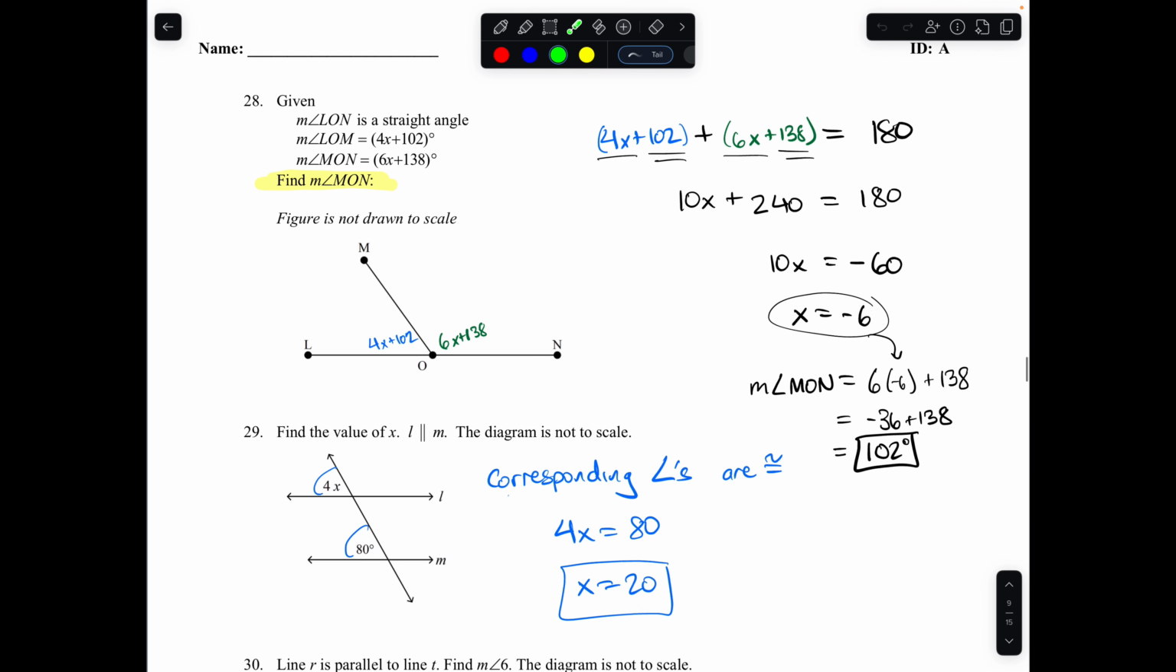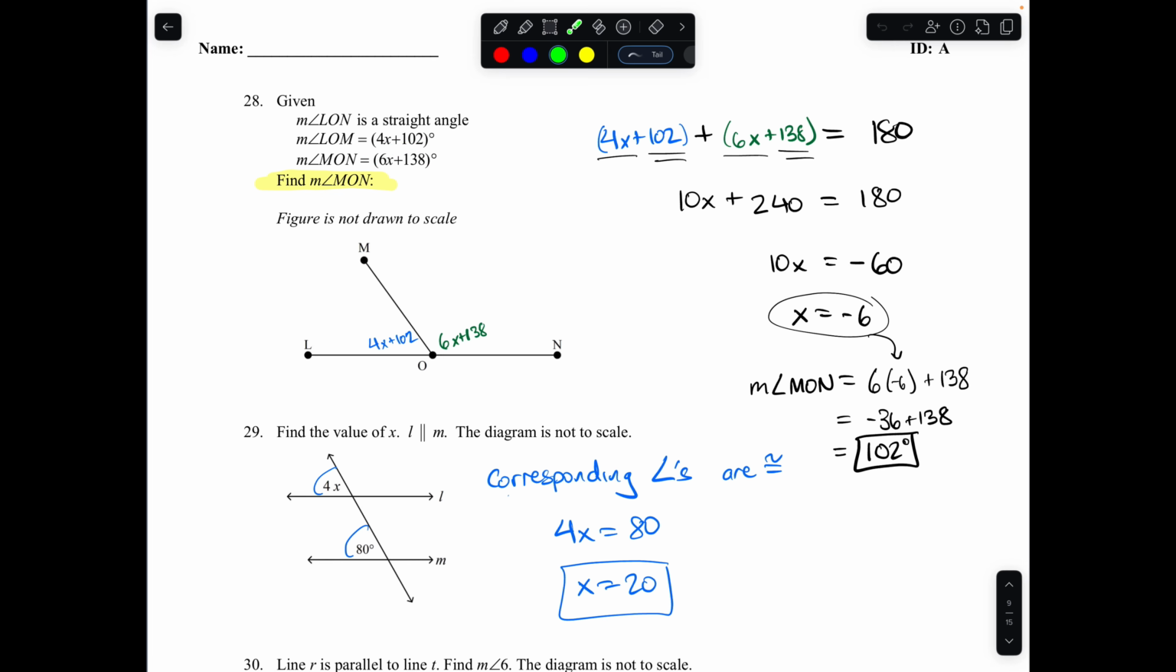Number 28, we have LON is a straight angle, or it's 180 degrees. And they tell us that LOM, this angle here, is 4x plus 102. And MON, the bigger angle here, is 6x plus 138 degrees.